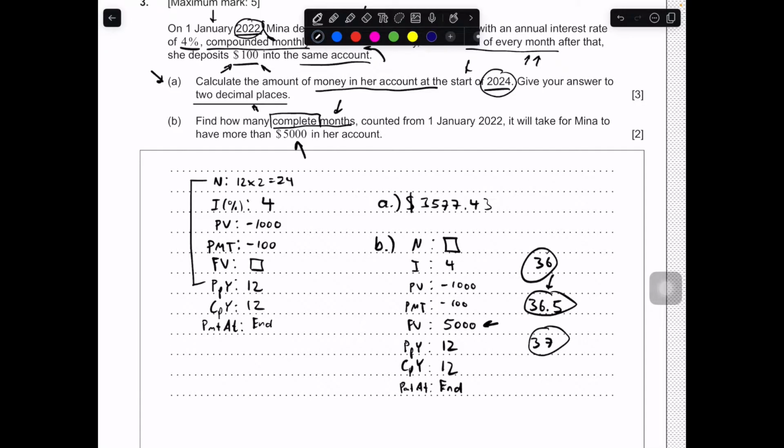At 36 months, she doesn't quite have enough. She'll probably have 4,900 and something, or maybe a little less, actually. But at 37 months, now she has more than the 5,000. 36.5, not quite yet. So here it is, 37 months.